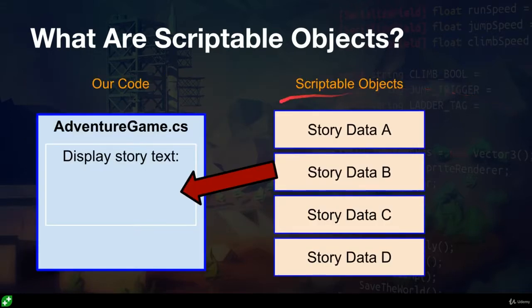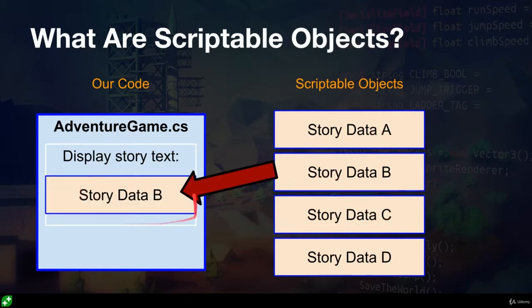So here's a little diagram showing that we have our code, adventuregame.cs, and we want to display our story text. What will we put in there? Which words will we display to the player? Well, we have a whole bunch of scriptable objects. These are assets, and we say, let's display story data B. And then from our code, we can say, okay, well now let's display story data C.